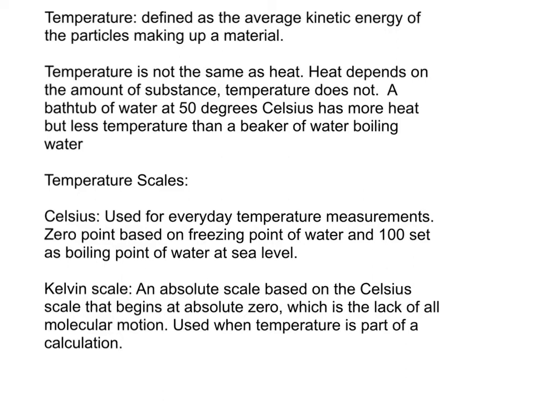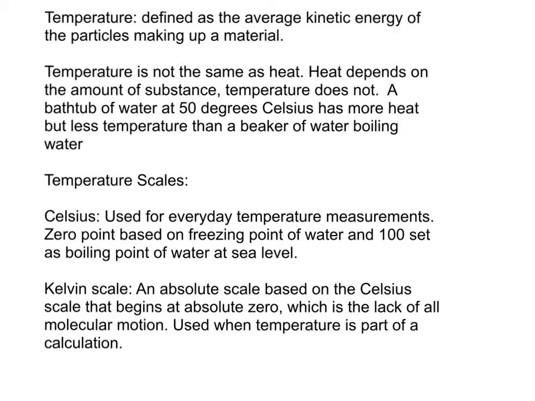We have a bathtub that's at 50 degrees Celsius, which is nice and warm, but not too hot. It has more heat, but less temperature than a beaker of boiling water. A beaker of boiling water has anywhere between 100 milliliters to 1,000 milliliters, whereas a bathtub has maybe 50 gallons, 100 liters. So the bathtub has a lot more heat energy. Heat is describing the amount of energy in something, whereas temperature is describing the average kinetic energy of those particles. So if you only have a few particles, very little energy total.